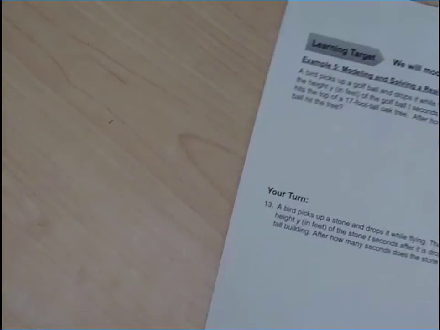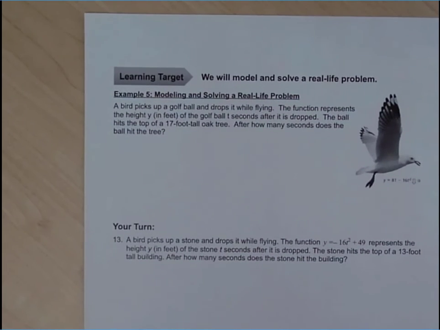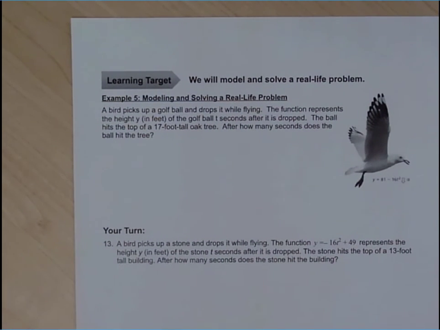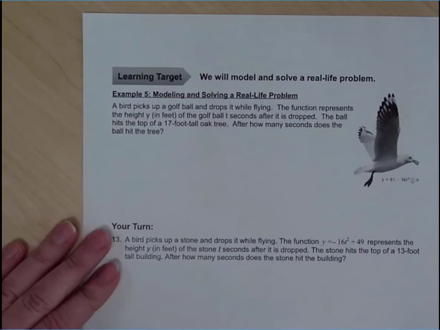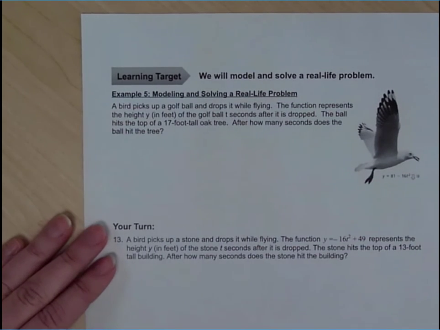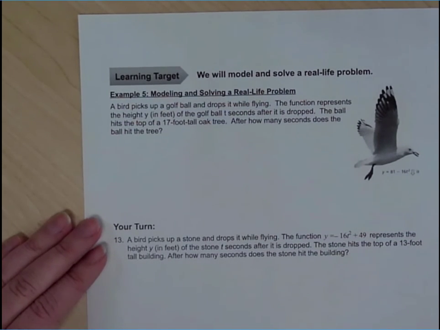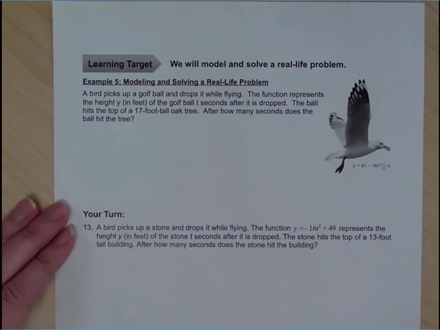All right, and let's take a look at a real life example here. So a bird picks up a golf ball and drops it while flying. The function represents the height in y that the ball was dropped, t seconds. The ball hits the top of a 17-foot tall oak tree. After how many seconds does the ball hit the tree?